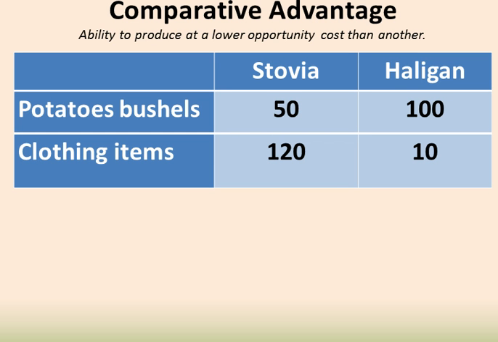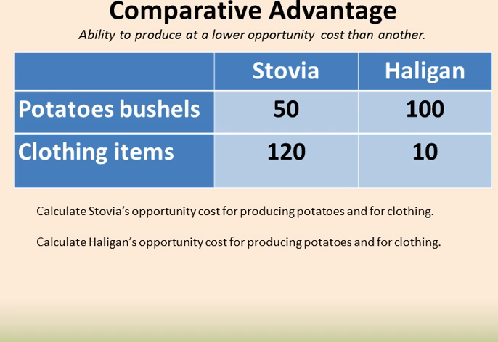So looking at comparative advantage, this is the ability to produce a good or service at a lower opportunity cost than a competitor. And here we have Stovia and Halligan, and each nation can grow potatoes or sew clothing. Stovia can spend its resources and get 50 bushels of potatoes or 100 clothing items. Halligan can spend its resources and get 100 potatoes or 10 clothing items. Now our goal is to find out what each nation's opportunity cost is for producing potatoes and for producing clothing.